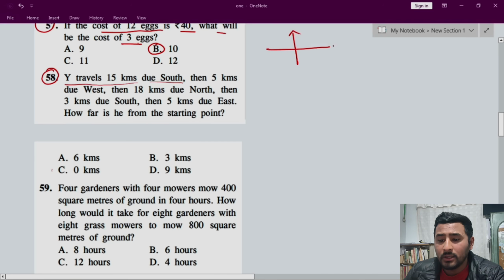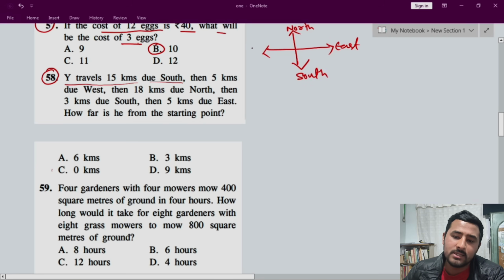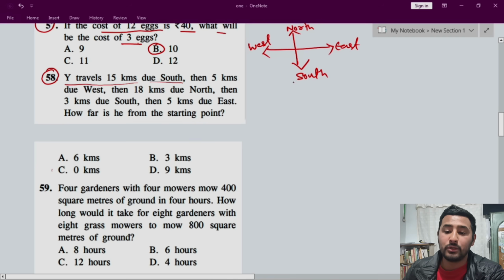You have to remember this one. I hope many of you know about this. This top one will be called north. The right one is east. The bottom one is south, and the left is west. So when you go up, it is north. When you go right, it is east. When you go down, it is south. When you go left, it is west.